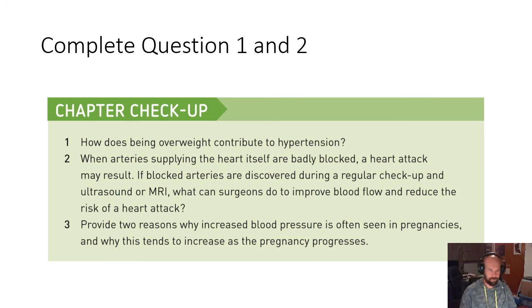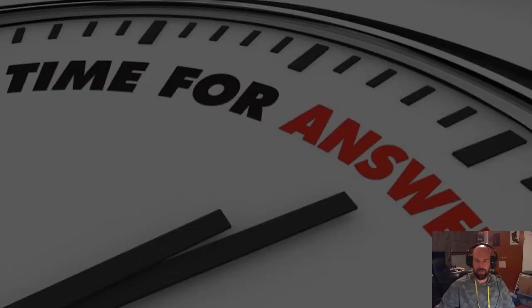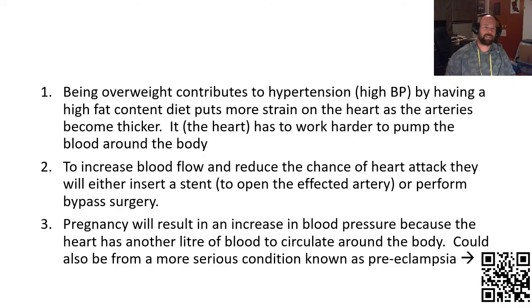Questions 1 and 2. How does being overweight contribute to hypertension, and when arteries supplying the heart itself are badly blocked, a heart attack may result, and so on. You can read and do that yourselves. You don't need me to do it for you. Am I going to give you the answers? Yes, I did. So in answer to question 1, being overweight contributes to hypertension, or high blood pressure, by having a high fat content, which puts more strain on the heart as the arteries become thicker, and then the heart has to work harder to pump the blood around the body. So that was the answer to question 1.